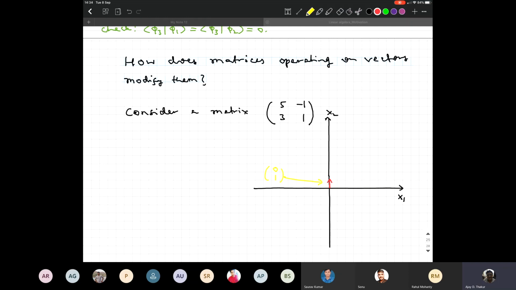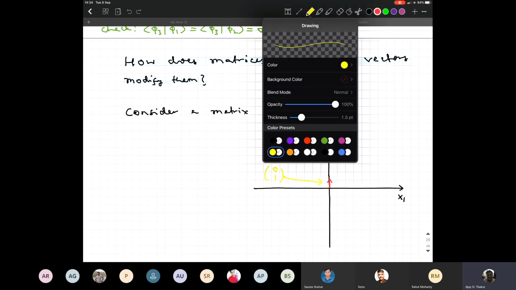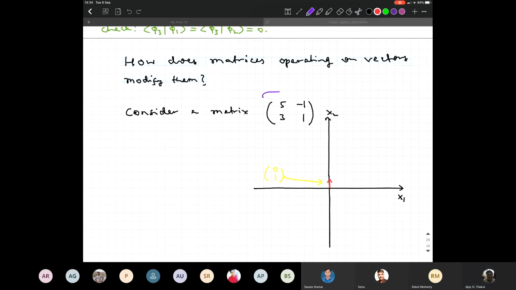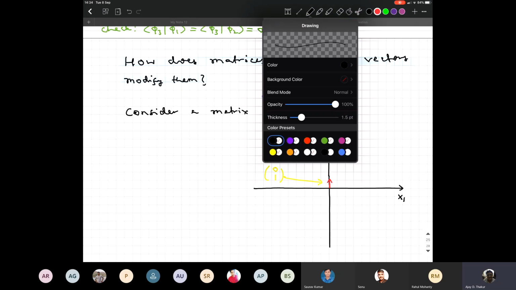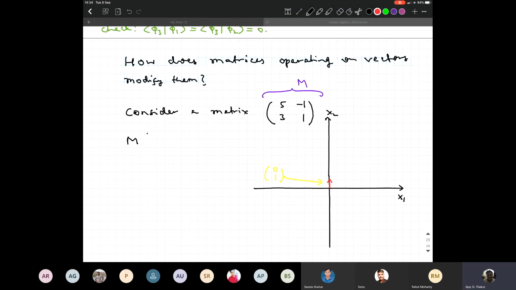What we want to do is operate this matrix, let's call this matrix M, on 0, 1. So this is the same as 5, minus 1, 3, 1 acting on 0, 1, which is the same as 5 minus 1 is 4, and this is 1. I hope I have not committed a mistake here.